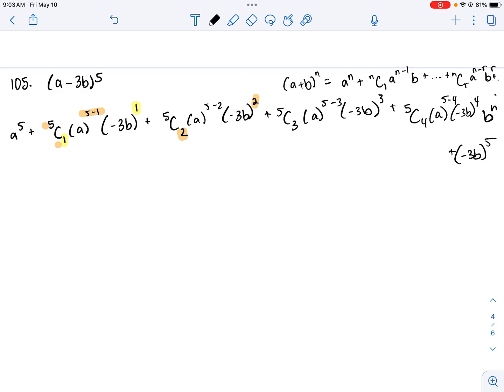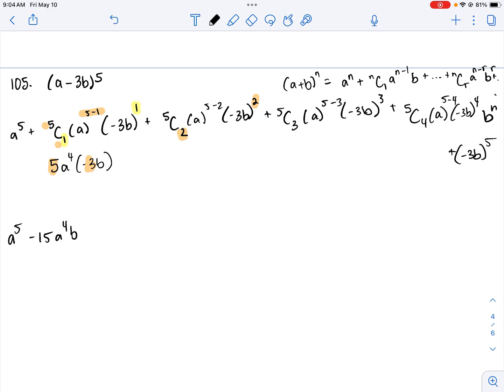The next part is to simplify all of this. So you're going to find 5 choose 1 on your calculator. This is 5. A to the 4th times negative 3b. You're going to multiply this 5 with this negative 3 to get negative 15. So it starts with a to the 5. The next term would be negative 15, a to the 4th b.